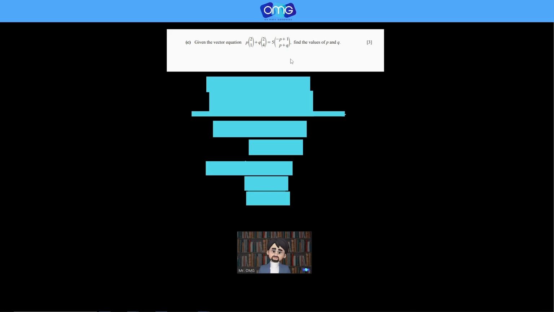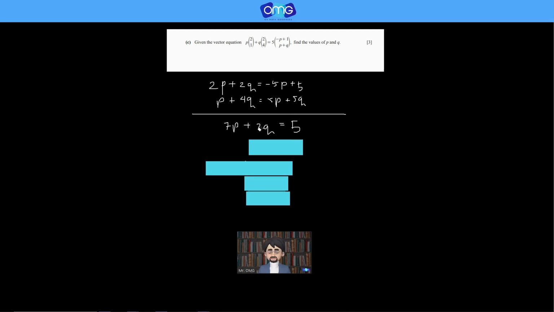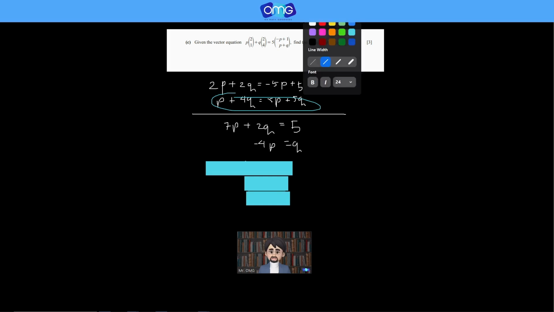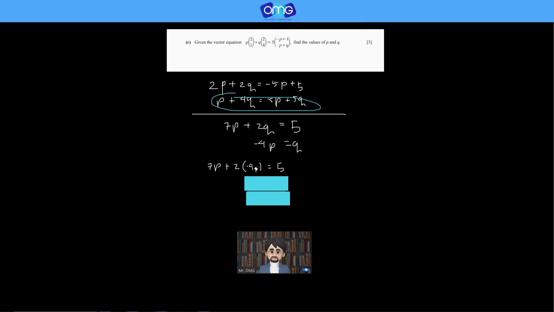Given the vector equation of this, find the values of p and q. From here, we can say that 2p plus 2q equals minus 5p plus 5. And the second one will be p plus 4q equals 5p plus 5q. Simplify that, we get 7p plus 2q equals 5, while the other one gives q equals minus 4p. We substitute here, 7p plus 2 times minus 4p equals 5, and we get p equals negative 5. We substitute here, we get q equals 20, and that's the answer.